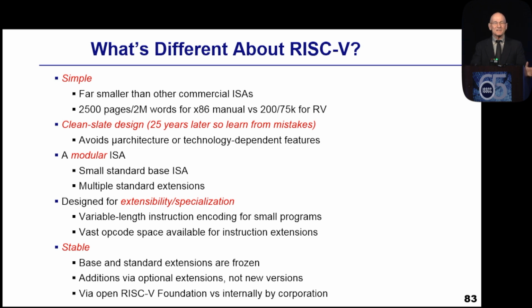First of all, it's a really simple instruction set architecture. It's far smaller than the others. So the x86 manual is like 2,500 pages, and it would take you a month to read if you read it every day, 8 hours a day. RISC-V is 200 pages. You can read it in an afternoon. It's clean slate. There's no baggage, and we learned from the mistakes of others.